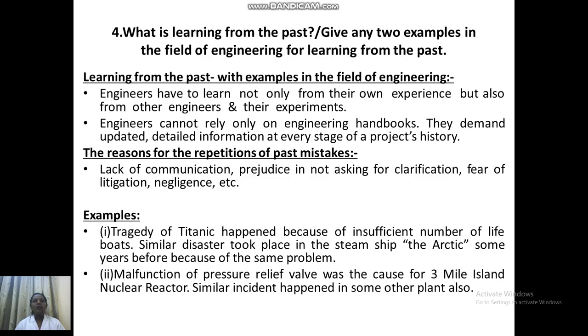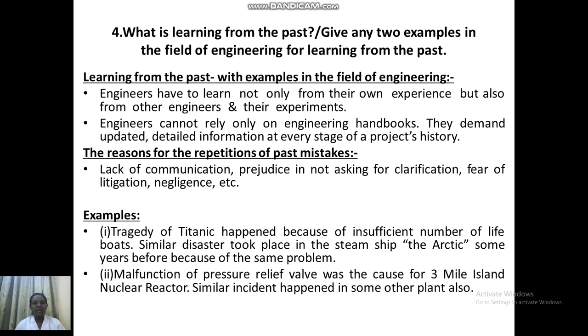Fourth question: what is learning from the past, or give any two examples in the field of engineering for learning from the past. Engineers have to learn not only from their own experience but also from other engineers and their experiments. Engineers cannot rely only on engineering handbooks. They demand updated, detailed information at every stage of a project's history. The reasons for the repetitions of past mistakes are lack of communication, prejudice in not asking for clarification, fear of litigation, negligence, etc.